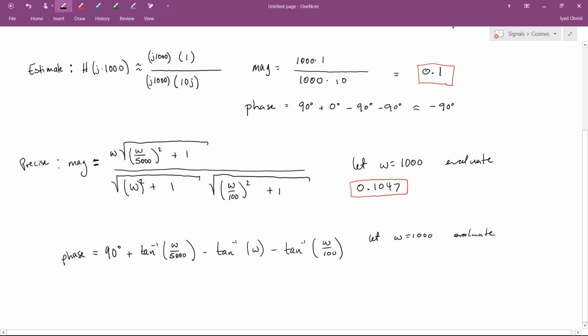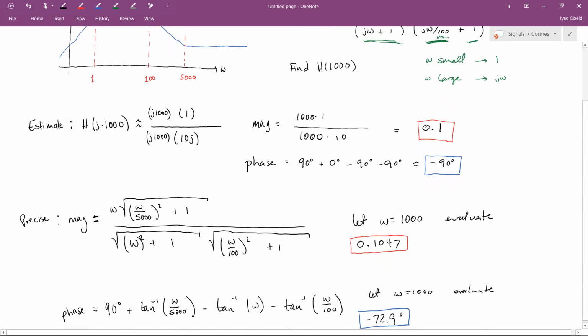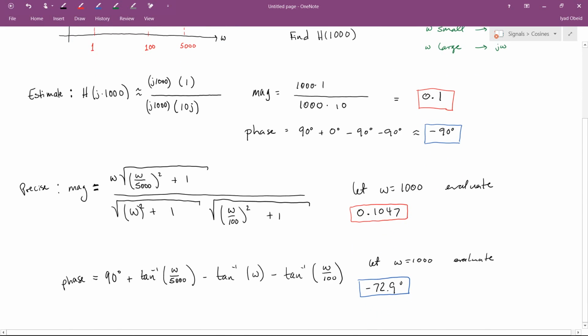I did this number ahead of time, you should do it yourself. That gave us negative 72.9 degrees. In this case, I was still pretty close, but not nearly as close as I was with the magnitude. The phase tends to be a little bit more inaccurate when you do the estimate, but still I'm in the right ballpark. The purpose of this video was just to show you once and for all how to get from beginning to end through one of these calculations. And there you go, an estimated answer and a precise answer.